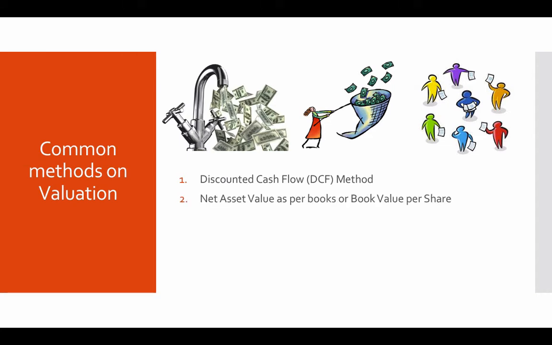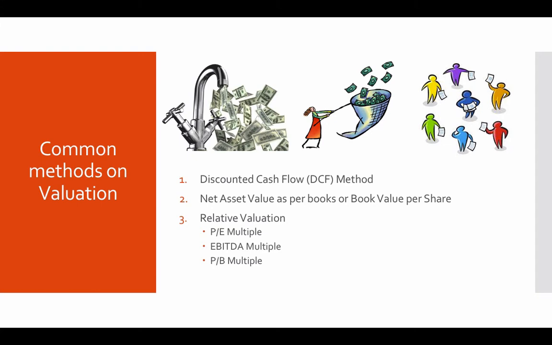Next is the net asset value as per books, or the book value per share. So we see a lady holding a net and she's trying to catch notes, so that represents the net asset value. And then finally, the relative valuation.